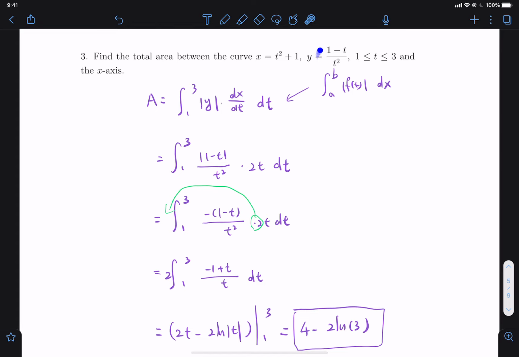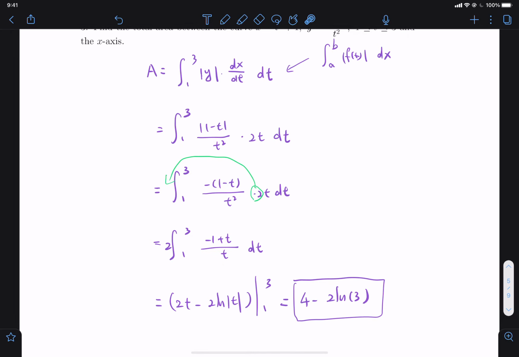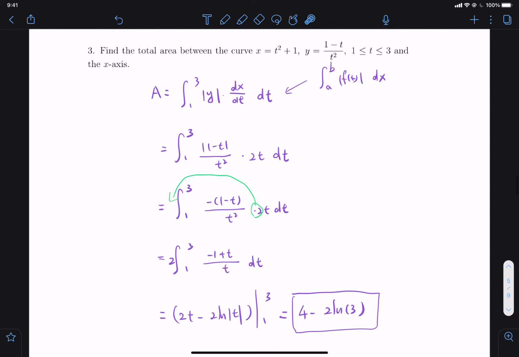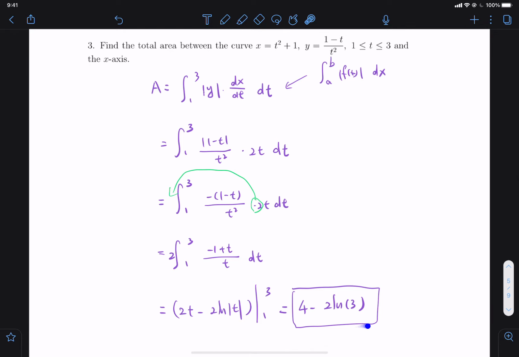And now we plug in this y into here. So we have the absolute value of this 1 minus t divided by t squared, and dx over dt, that is the derivative of this guy, which is 2t. 2t is here. And we simplify this a bit and then take this 2 out. So 2 is here, right? And then we find this integral, right? That should be very simple. And finally, the answer is 4 minus 2 times ln of 3. That's the area between this curve and the x-axis. Also very straightforward.